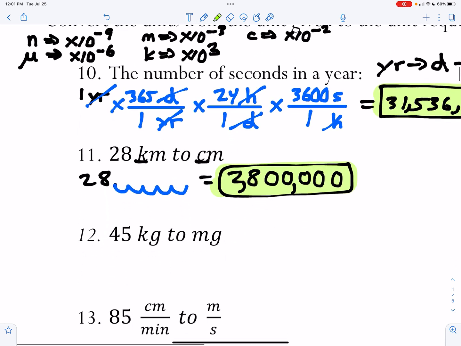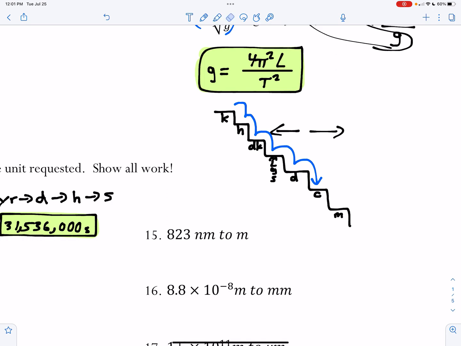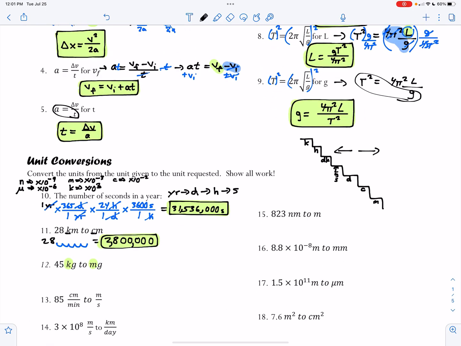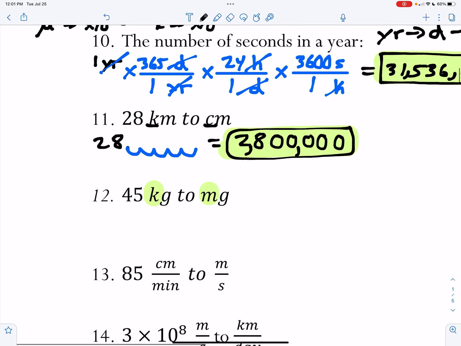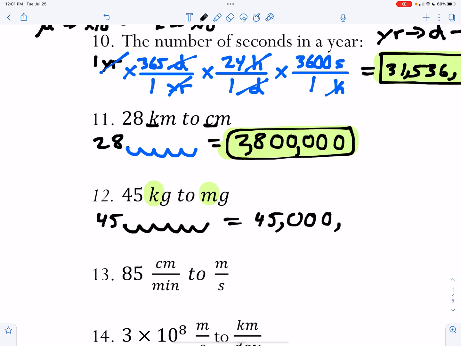Number 12, you're going from kilo to milli. So you're going from all the way up the stairs at the top to all the way at the bottom. So I am going 1, 2, 3, 4, 5, 6 stairs down. That means I'm going to move the decimal 6 places to the right. So we have 45. I'm going to go 1, 2, 3, 4, 5, 6. That would be 45 with 6 zeros, or 45 million milligrams.